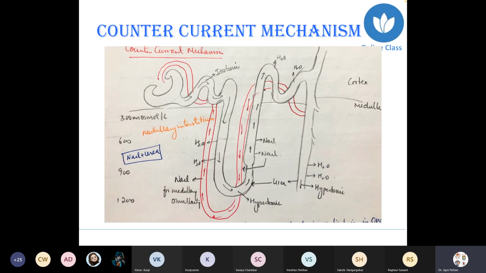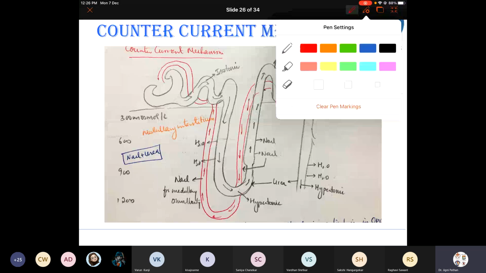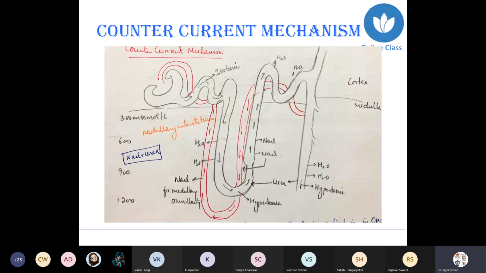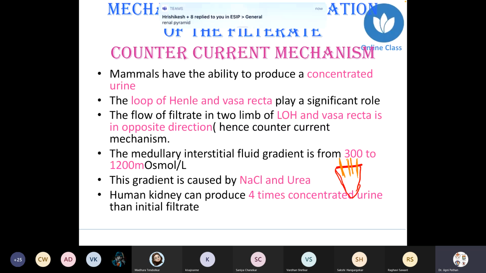Now tell me, where is a nephron housed? In which part? Where is the nephron present in the kidney? Between medulla and cortex. Yeah, but where? It's housed in the renal pyramid, right? Yes, Rishikesh, it's in the renal pyramid.